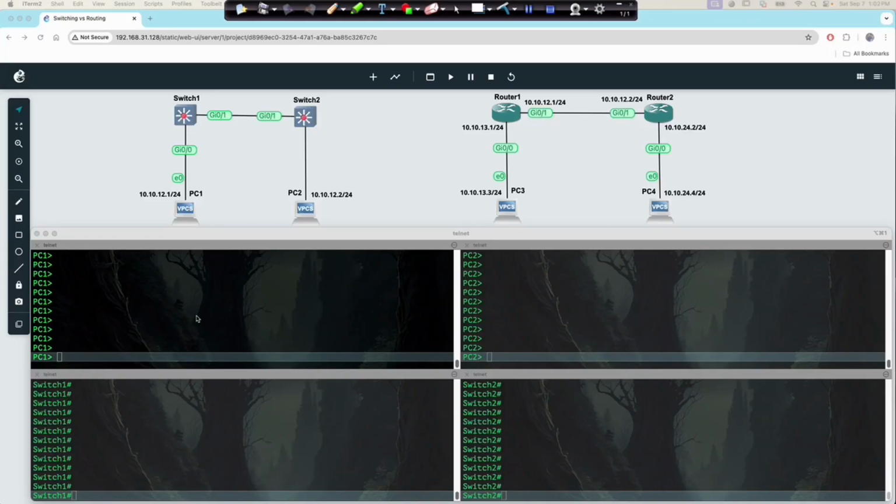Hello everyone. In this video, we are going to discuss switching versus routing. To be more specific, we will focus on the MAC address table and the ARP table. The MAC address table is an outcome of switching activity, whereas the ARP table is an outcome of routing activity.